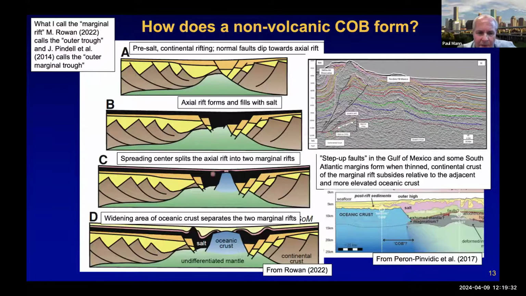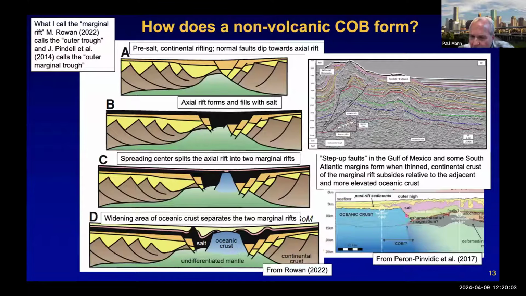So the step-up fault forms during this period when you're intruding this ocean crust, which is going to sit higher than the surrounding marginal rift. So you have to step up to get to it. So over here would be this marginal rift, and over here is the ocean crust. So we're stepping up, and then all that got reactivated during the passive margin fold belt of the Perdido, and produces all this folding. So the step-up faults, you see them in other places.